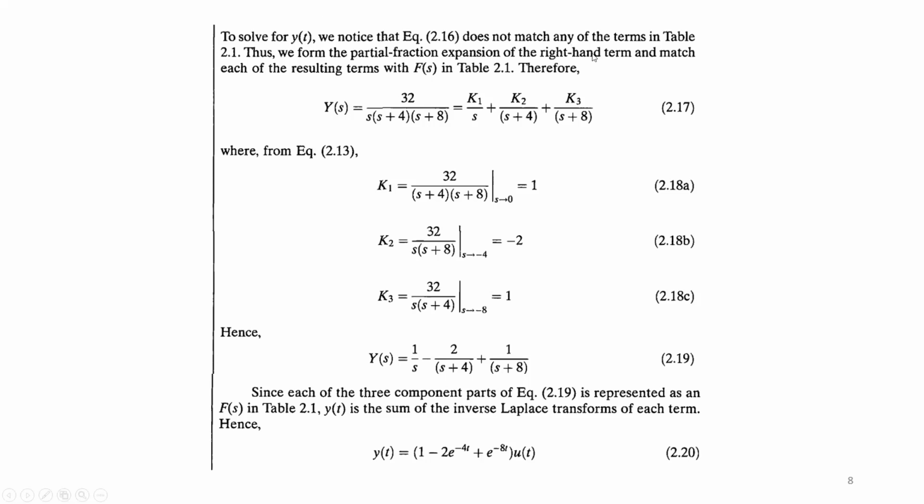Let me solve it for you. So multiply it by this one. Then 32 is equal to k1 into s plus 4 into s plus 8, s would be cancelled out, plus k2. For k2, s would be cancelled, s would be there, s into s plus 8, plus k3 into s into s plus 4.